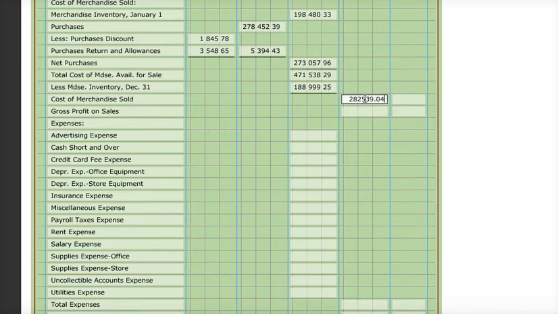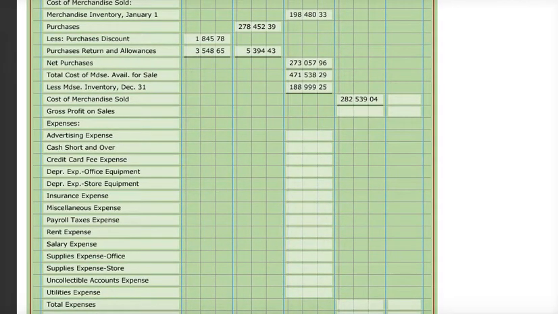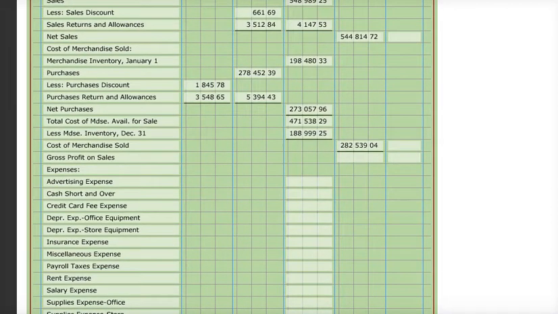282,539.04. All right, so I'm going to scroll up a little here for a second so I can show you one little trick we need to see. Now, we have my net sales minus my cost of merchandise sold gives me my gross profit on sales. So 544 minus 282 gives me 262,275.68.